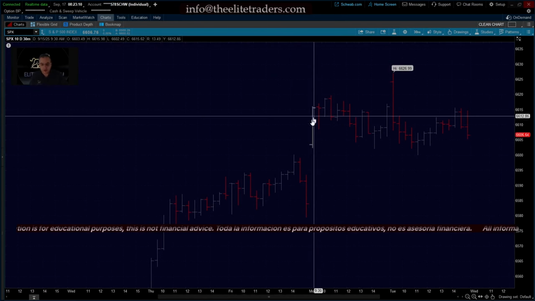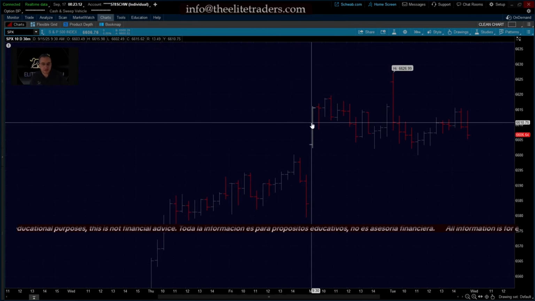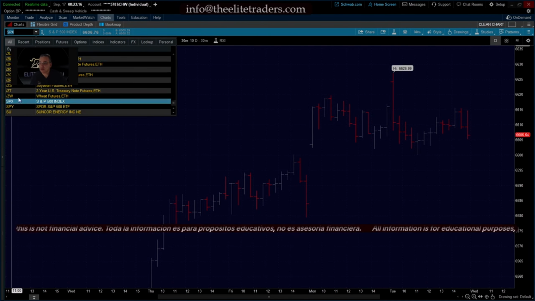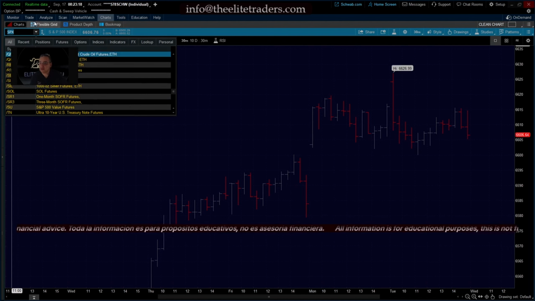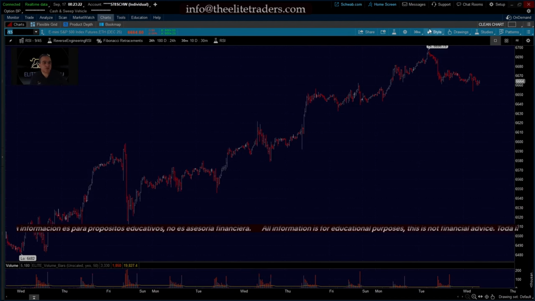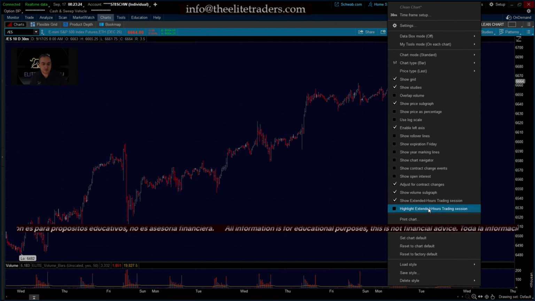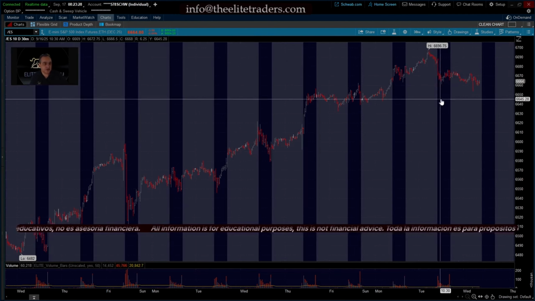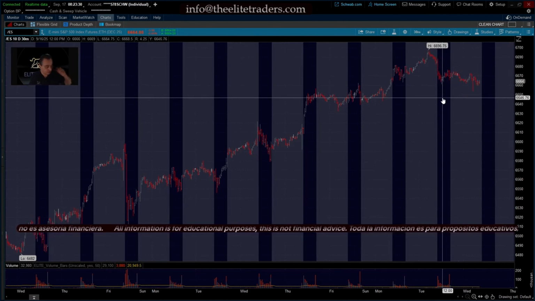Here we go. So this is Monday's price action, and we are looking at the SPX. Let me put the ES. SPX is the index. The ES is the futures market. So let's highlight the overnight session. Again, this lighter area is the overnight session from 6 o'clock until 9:30 in the morning.